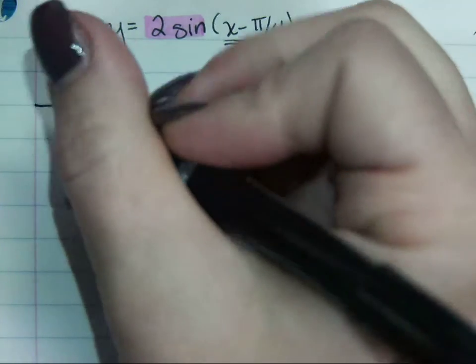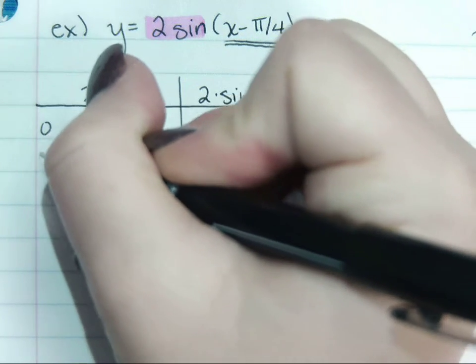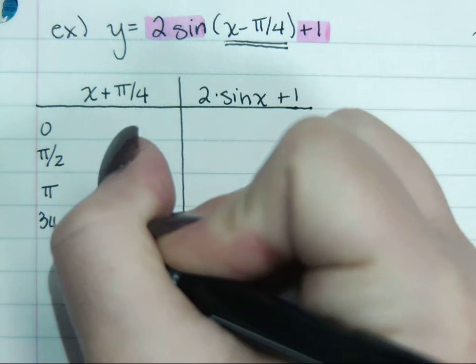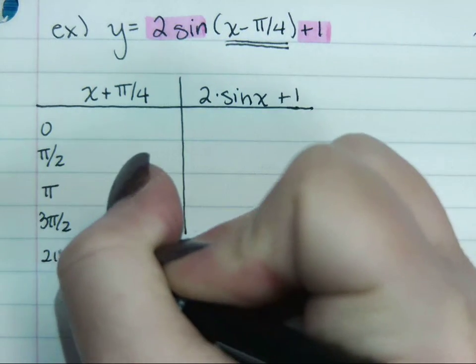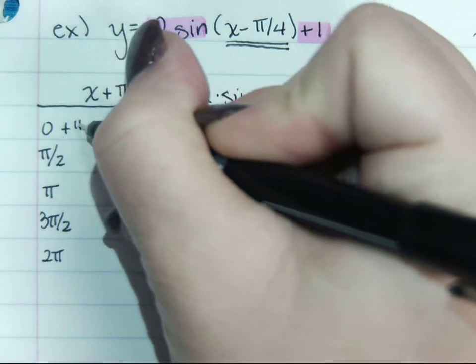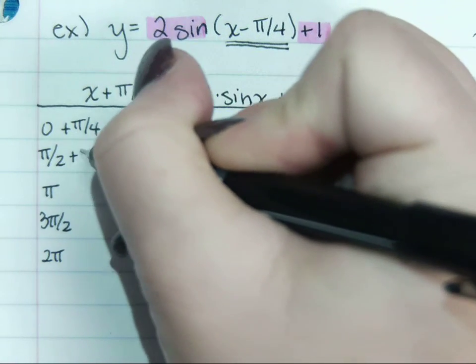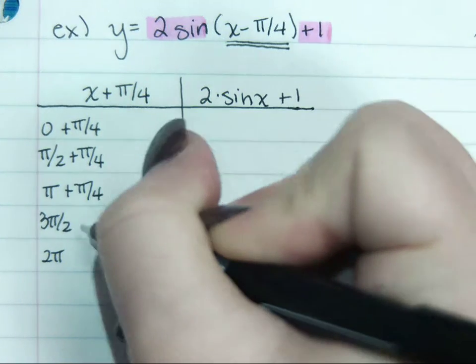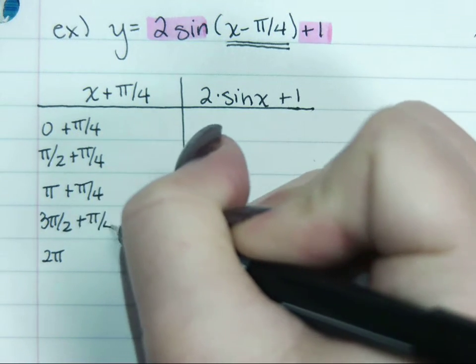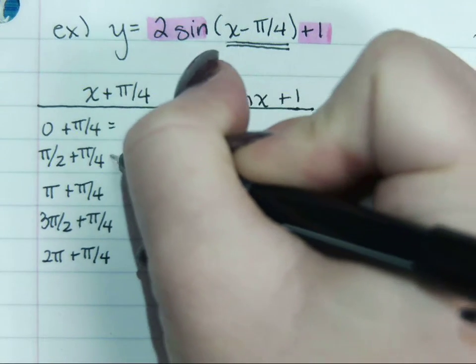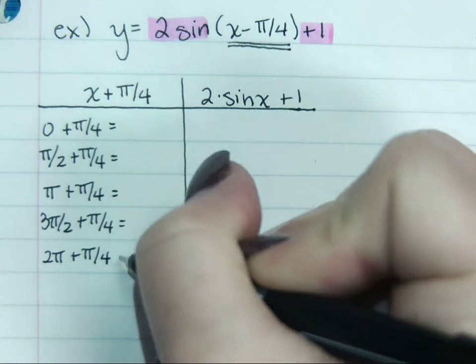So we always start with our 5 standard inputs. And to each of these I want to add pi over 4. I'm just going to write that down. Now with these you are going to need to be able to add fractions, and that means you need to get common denominators and know how to add and subtract fractions pretty quickly.